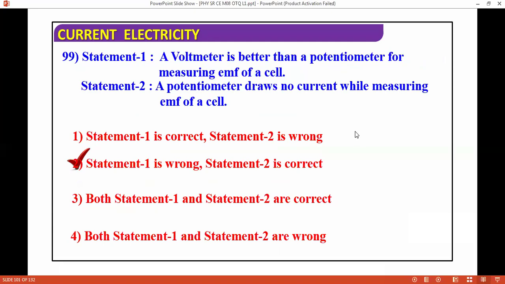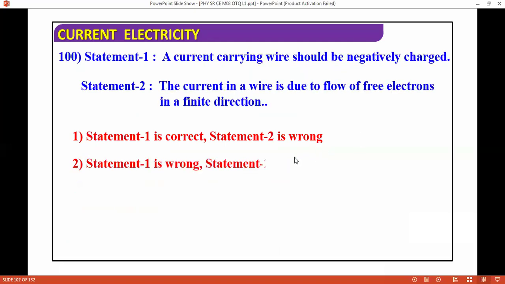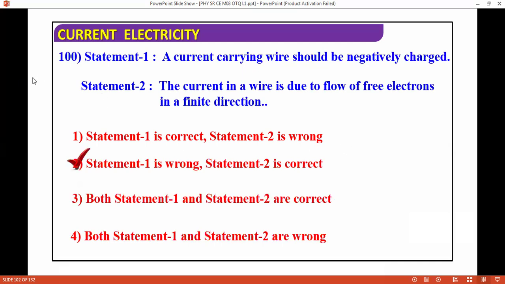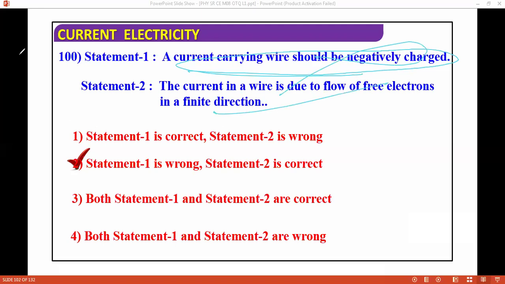Please attempt this question. The next question: a current carrying wire should be negatively charged. The current in a wire is due to the flow of electrons. What is the meaning of this? No issue, this is correct. I hope you understood the concepts.